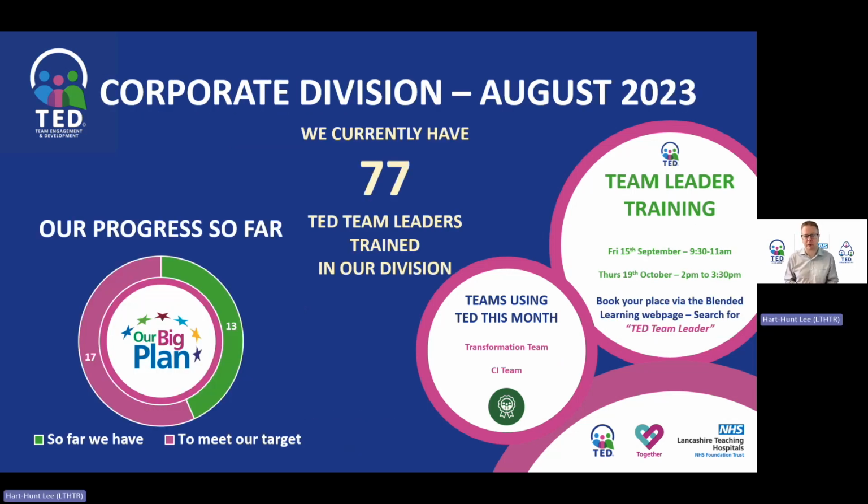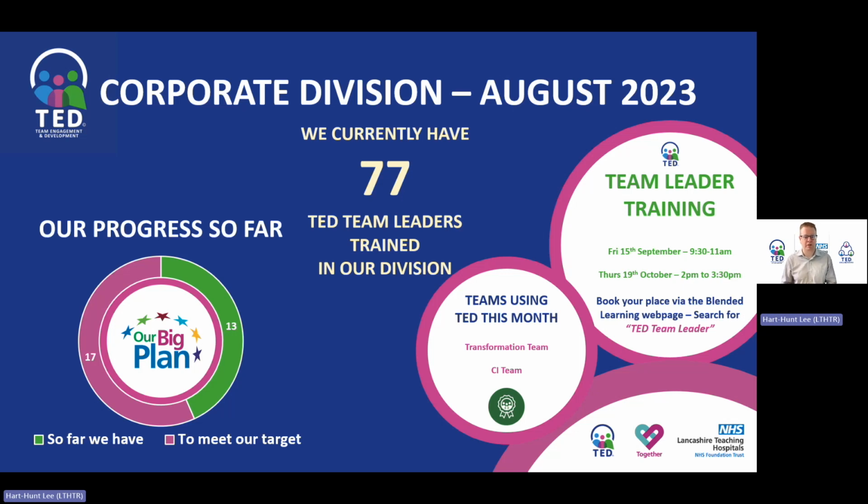My final example, this is for a corporate division. We've looked at having set targets in terms of the numbers of teams that engage with TED. So whilst we want to encourage teams to do TED, we don't want to ever be too prescriptive in terms of insisting that teams have to do TED. So using target measures like this can be a way which motivates some teams to start to engage with it and help their divisions progress.